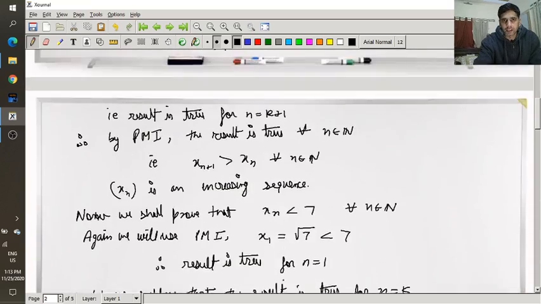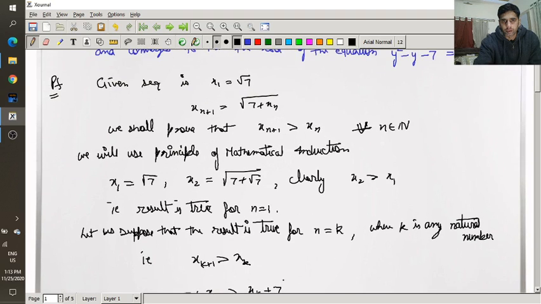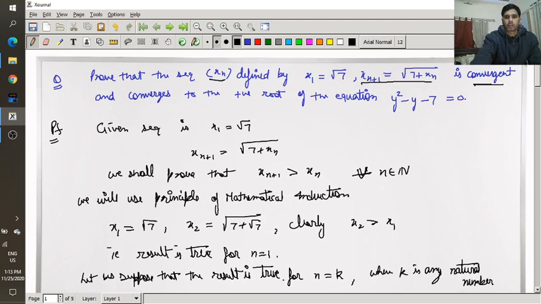So let us revise this solution quickly. We are given the first term root 7, and the next terms are given by the recurrence relation xn plus 1 equals root of 7 plus xn. We need to prove that this sequence is convergent, and further that it converges to the positive root of the equation. So here first we write x1, then we write xn plus 1.